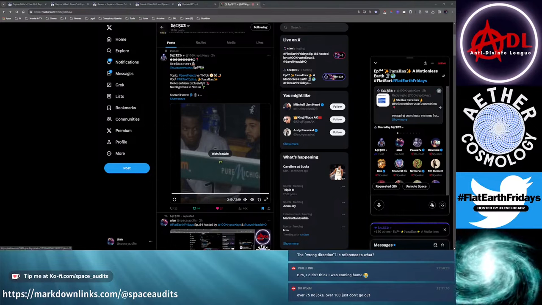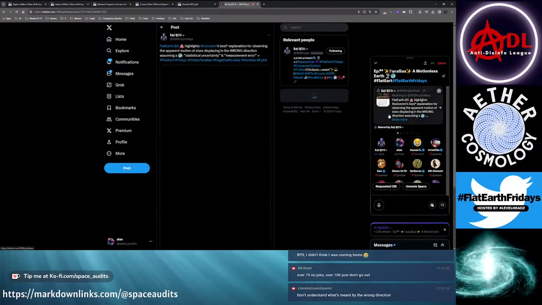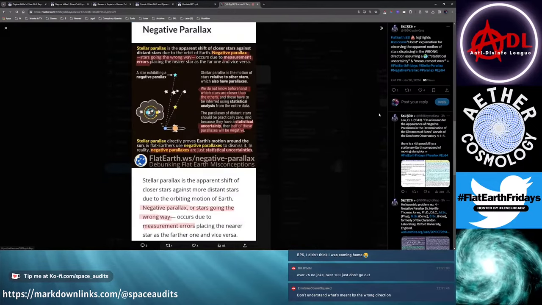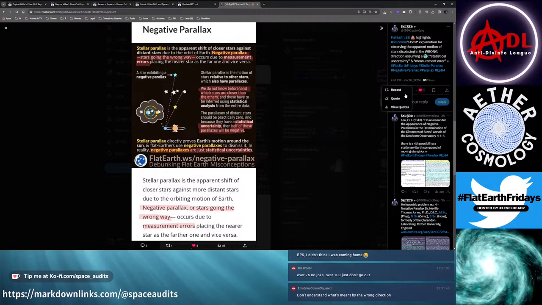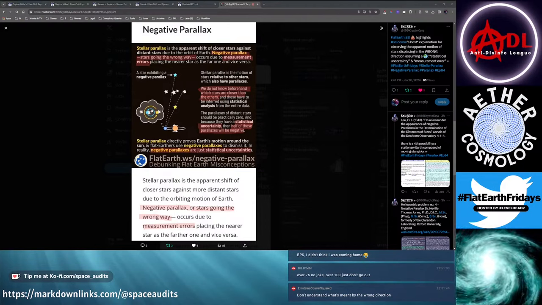So this is what Flat Earth BS says. So this is what my tweet reads. Flat Earth BS highlights SciComm's best explanation for observing this apparent motion of stars, which is displacing in the wrong direction, assuming a globe that's in motion. They describe this by statistical uncertainty and measurement error.